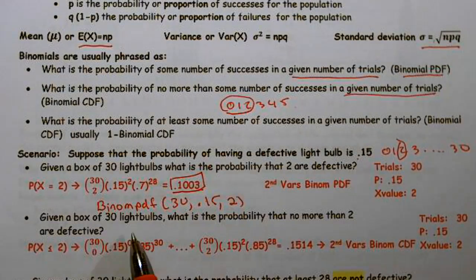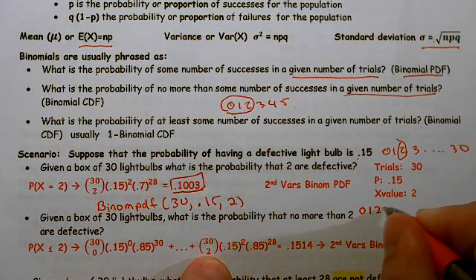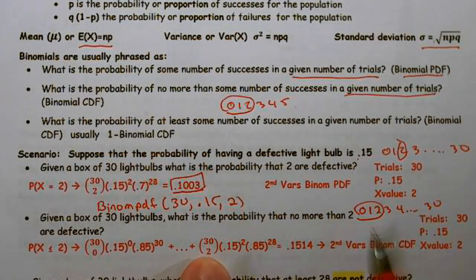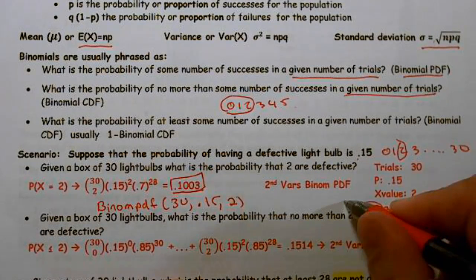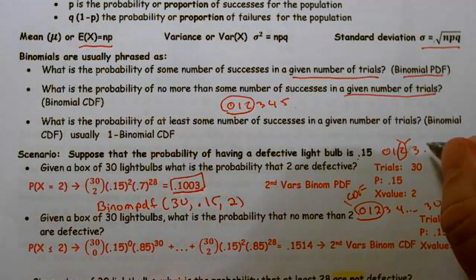The next one, given a box of 30 light bulbs, what's the probability that no more than 2 are defective? So if I make my list of possible outcomes, I have 0, 1, 2, 3, 4, all the way to 30, but no more than 2 means I want 0, 1, or 2, because that's no more than 2. Well, I circled more than one value, so this makes this a CDF, whereas right here I circled one value, which makes this a PDF.